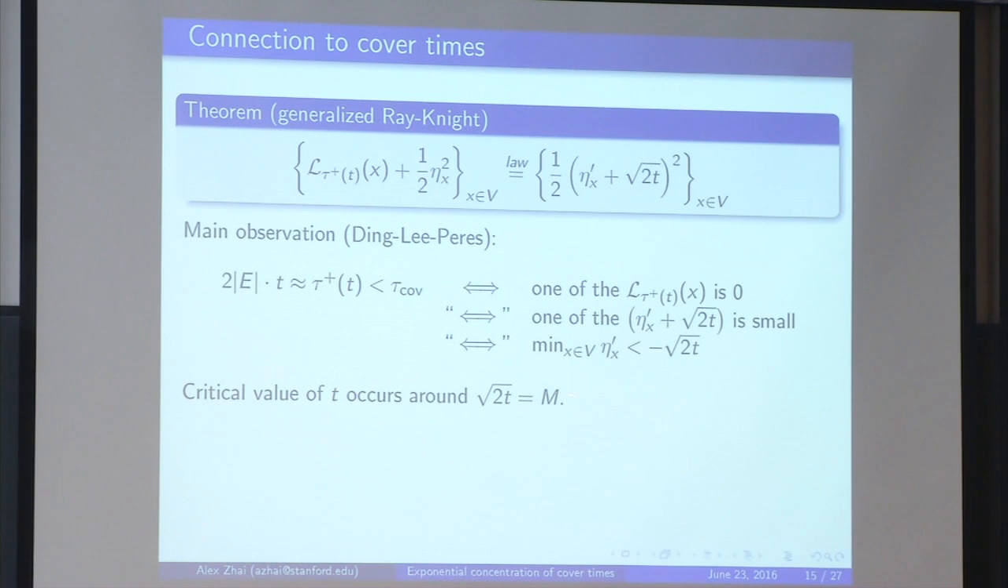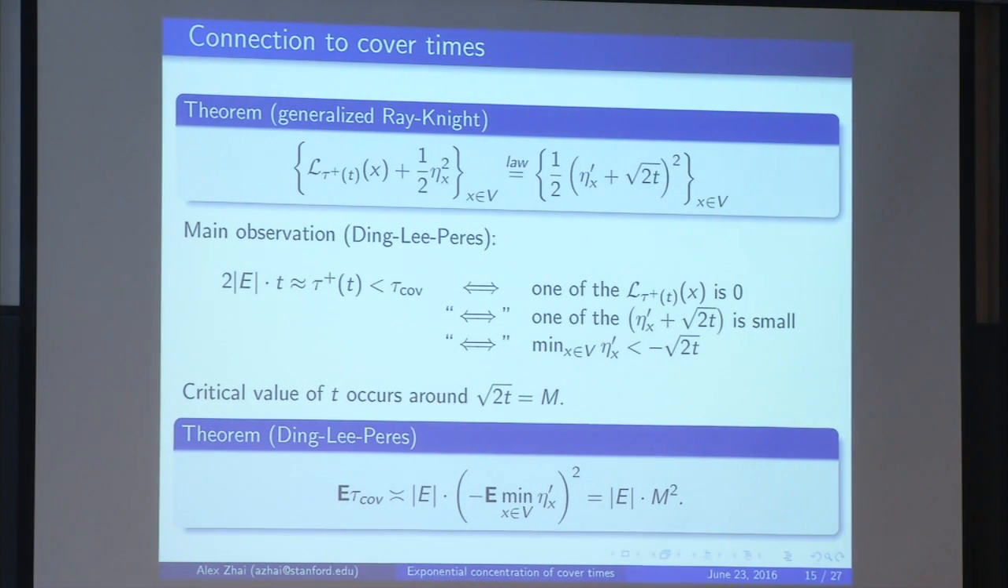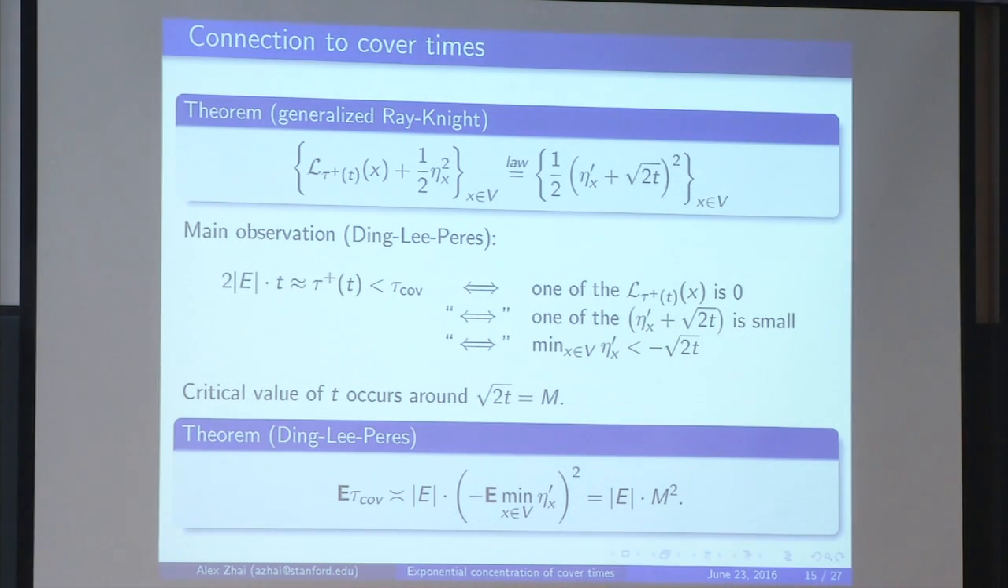If that's the threshold where this flips, then it suggests that t would be m squared over 2. So this suggests that the cover time would be about 2e times m squared over 2, so that's e times m squared. What Ding, Li, and Peres proved is that the expected cover time is equal to e m squared up to a multiplicative constant.